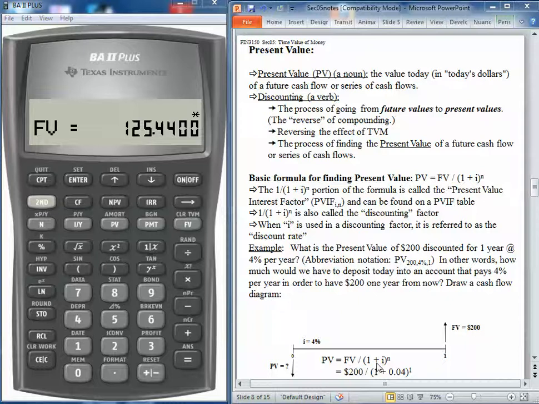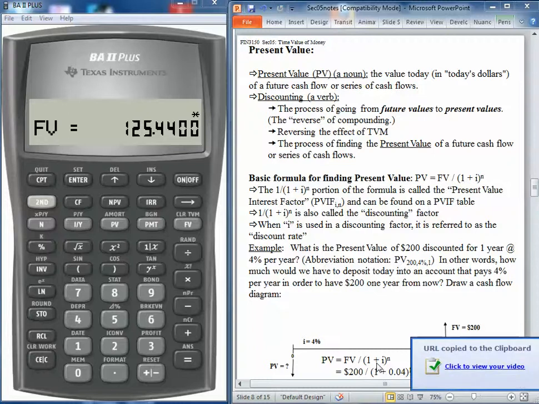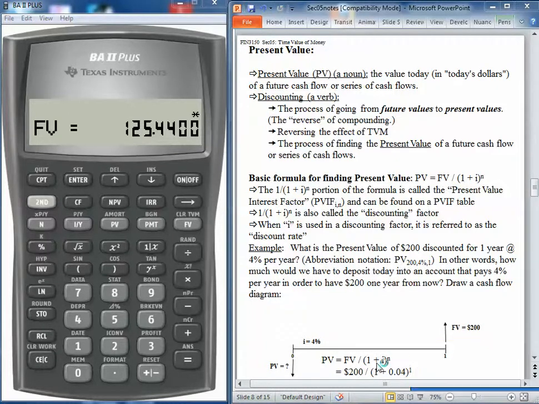Present value is the value in today's dollars of some future cash flow or series of cash flows. Discounting is the process of going from future values to present values. It's reversing the effects of time value of money. This process is the process of finding the present value of a future cash flow or a series of future cash flows.